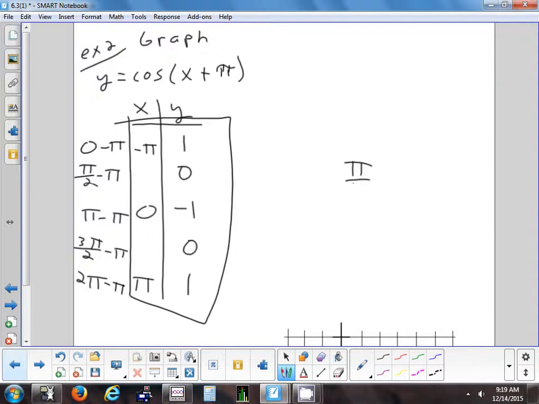But then pi over 2 minus pi. Shannon, what's my common denominator here? 2. Yep, so 2. And Shannon, what's 1 pi over 2 take away 2 pi over 2? Negative pi over 2. Yep, negative pi over 2. And my last one, 3 pi over 2 take away 1, same common denominator again. 3 pi over 2, take away 2 pi over 2. Yep, pi over 2.